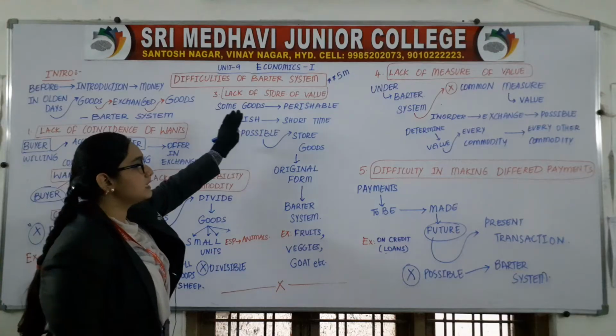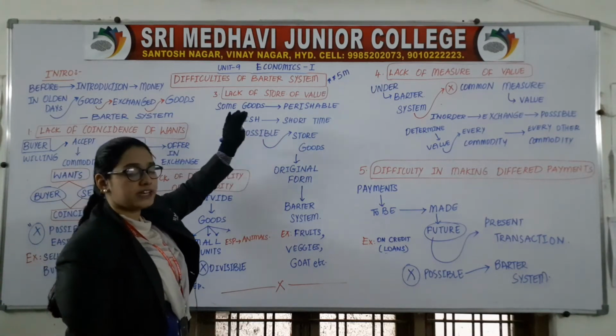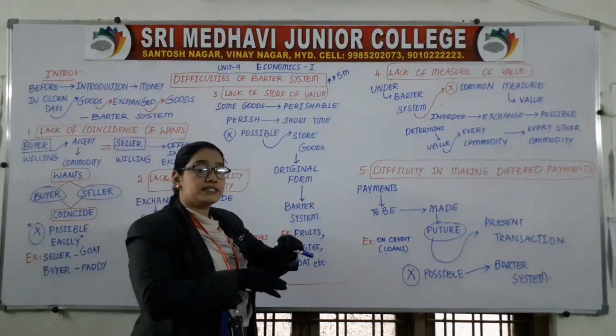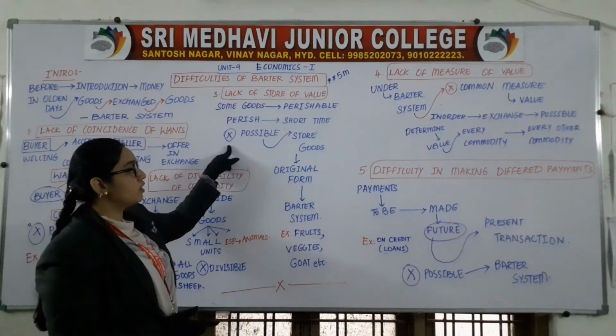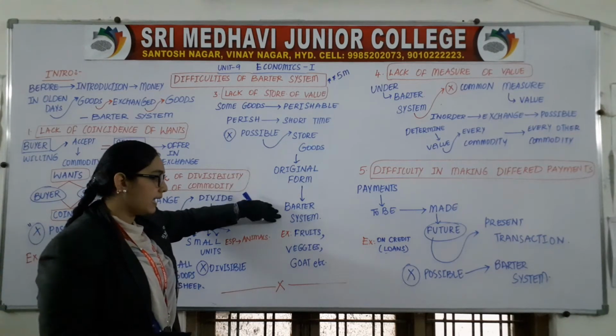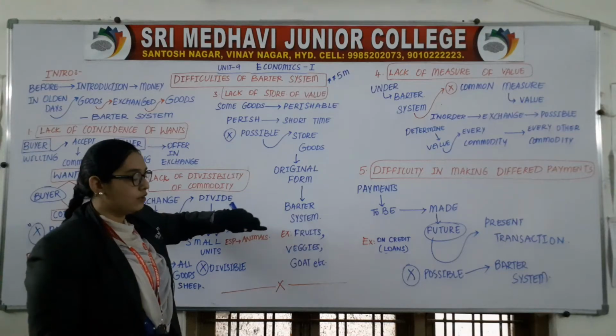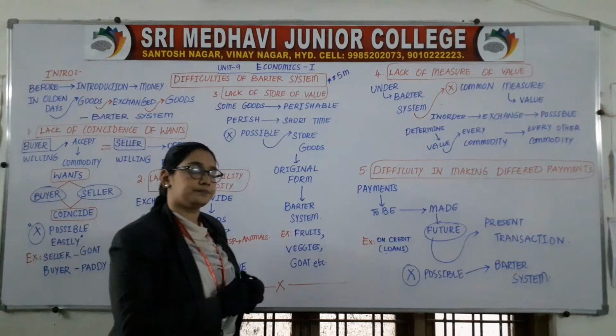So some goods are perishable in nature. That means they will perish in a short time. That means it cannot be stored for a long period of time. It's not possible to store the goods in the original form in barter system. For example, fruits, vegetables, goats, etc.